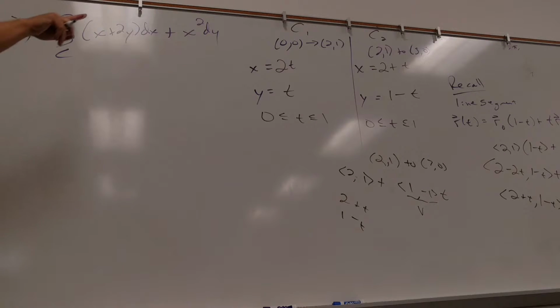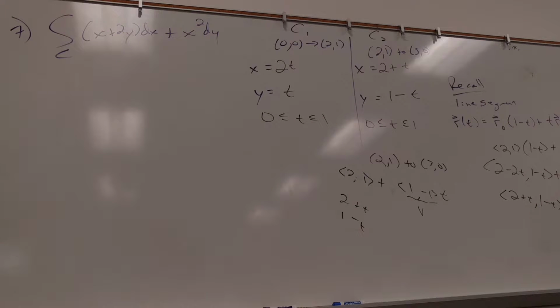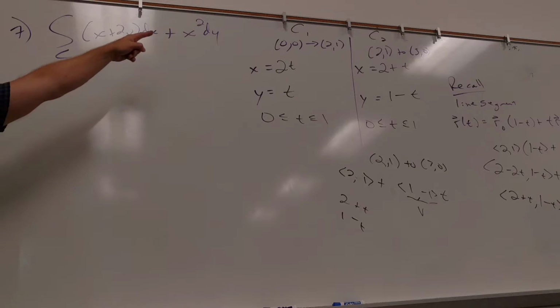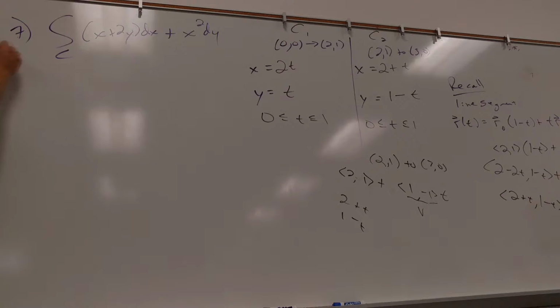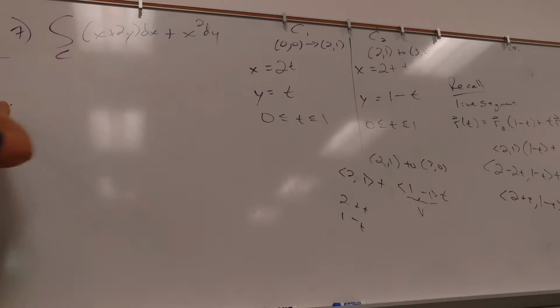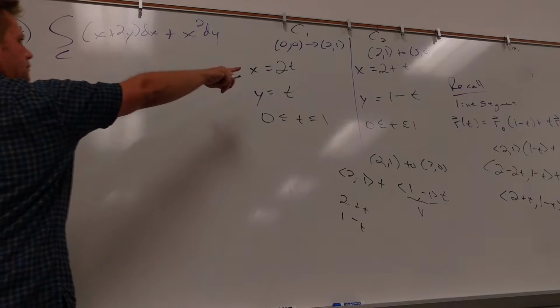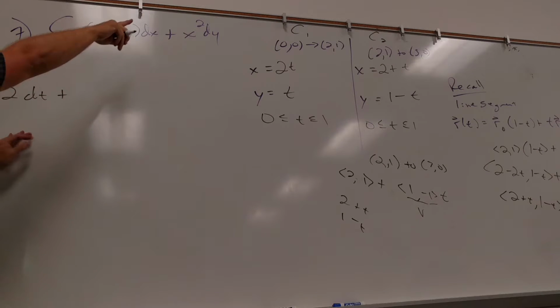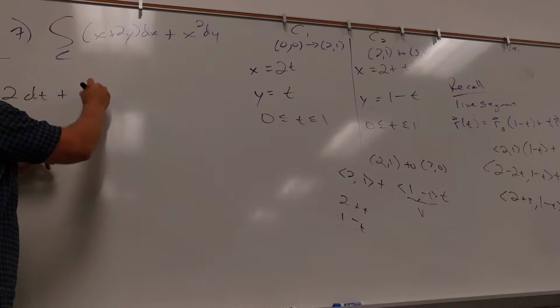0 to 1, x plus 2y, so it's going to be 2t plus 2t, 4t. And what's dx going to be? All right, let me slow down a little bit, sorry. Is everybody cool with what I'm doing right now? I've got everything defined. Now I just have to throw it in. So over curve 1, x is 2t and y is t. So it'll be 2t plus 2t is 4t. What's dx? 2 dt. Plus 4t squared.